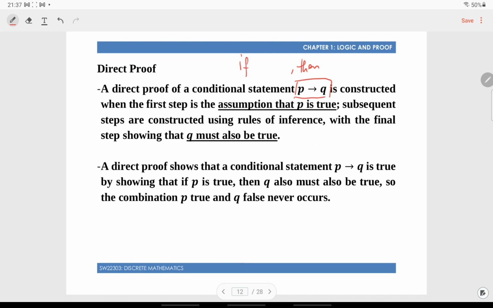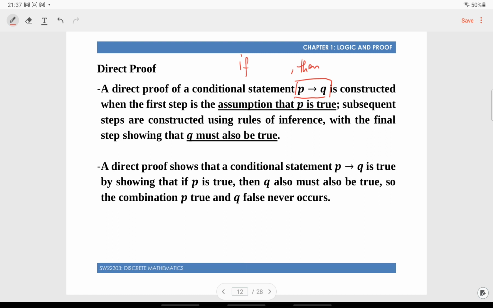If P then Q. A direct proof of a conditional statement if P then Q is constructed when the first step is the assumption that P is true. We assume that the given condition is true. Subsequent steps are constructed using rules of inference, with the final step showing that the statement Q also must be true. So if we assume P is true, then Q also must be true. That is how we do the direct proof.